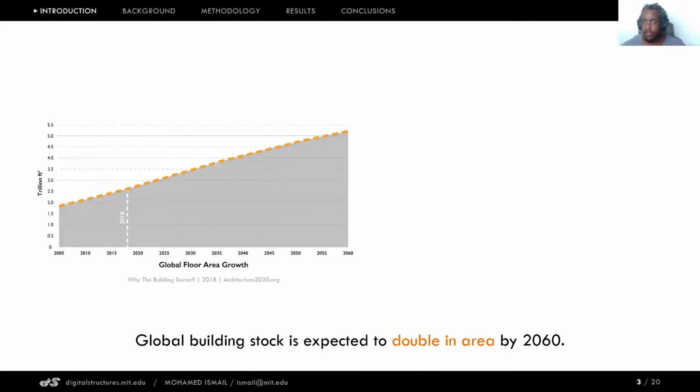This work is largely motivated by, I think, something that motivates most of us here. We are currently experiencing unprecedented waves of urban construction. As a result, our global building stock is expected to double in area by 2060. This is the equivalent of adding an entire New York City every month for 40 years to the world.